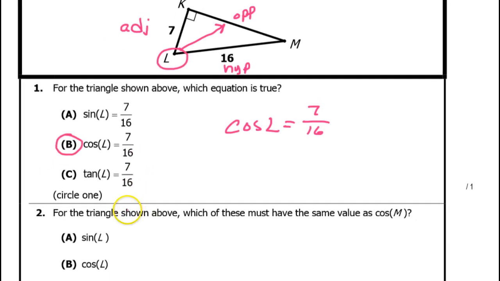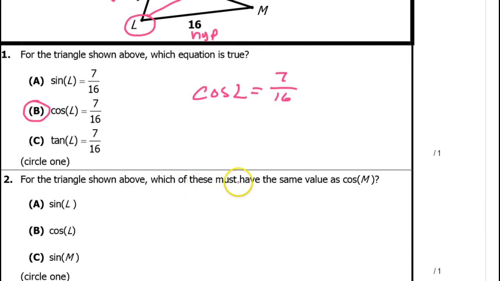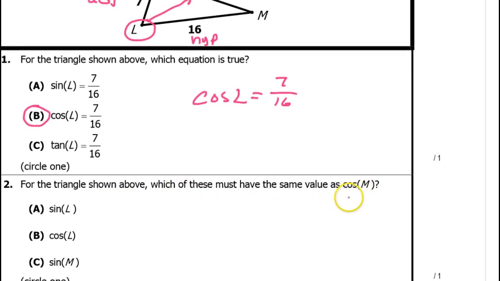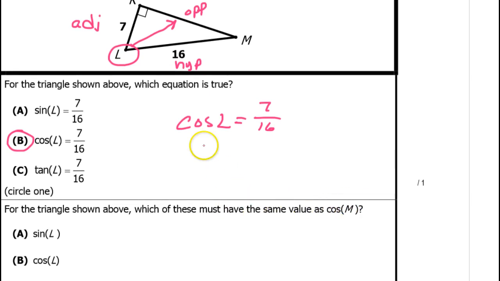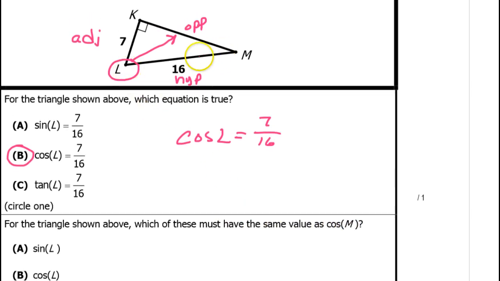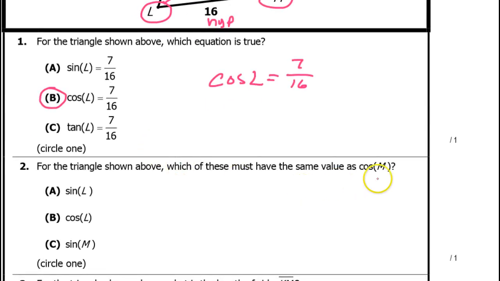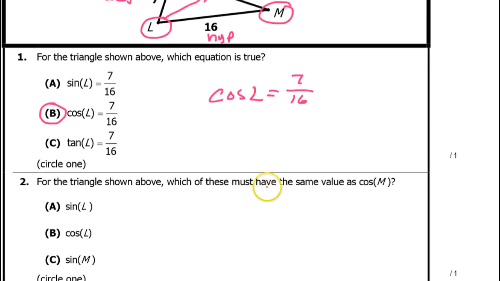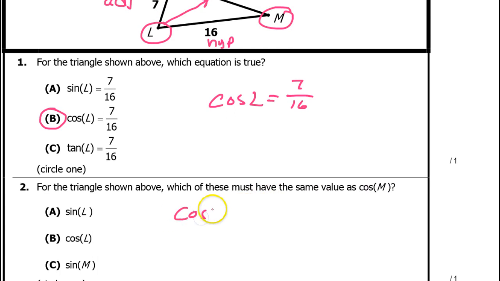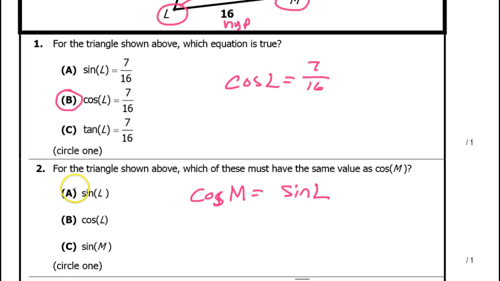Alright, for problem number 2, for the triangle shown above, which of these must have the same value as cosine M? Alright, so we have two complementary angles. We have L and we have M. They are the two small angles in the right triangle. So keep that in mind. We have learned that the cosine of one angle is equal to the sine of the other angle. So the cosine of M should equal the sine of L. So this must be true.